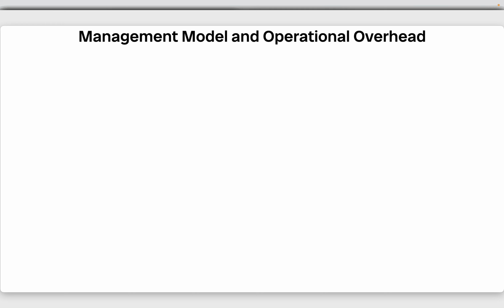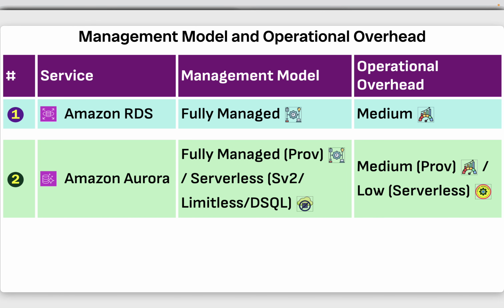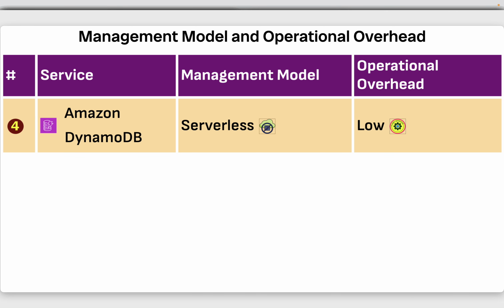Next one is management model and operational overhead. First one, Amazon RDS, it's fully managed and operational overhead is medium. Amazon Aurora has a few modes: fully managed, which is the provisioned mode, serverless, and limitless distributed SQL. Operational overhead will be medium for provisioned, and if you opt for serverless, it will be low operational overhead. Redshift is fully managed in provisioned mode and there is a serverless mode. So there are two options, and same, medium for provisioned and low operational overhead for serverless.